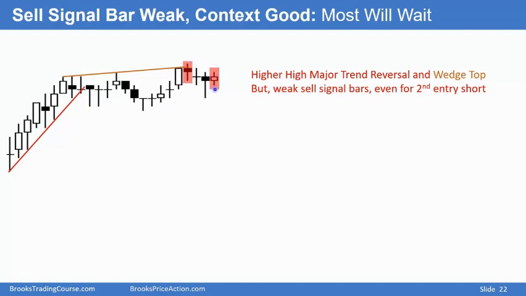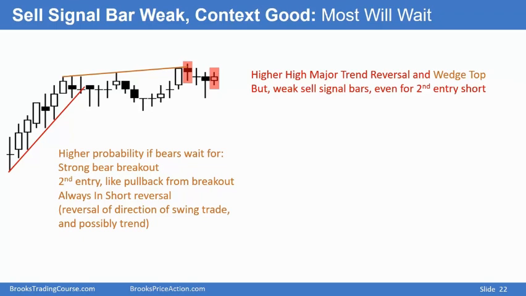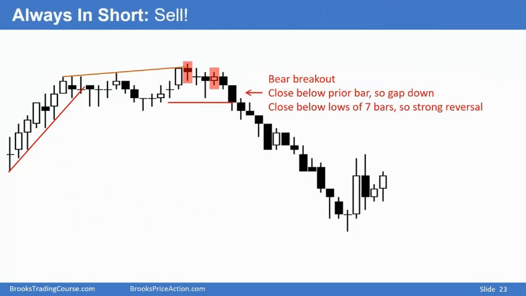Selling below this bar would be a second entry sell. Bull body, tight trading range, still not a great sell, but the probability of making money selling below this bar is higher than below that bar. If you really want high probability, wait to see if we start to break to the downside and then sell. And that's what we got.